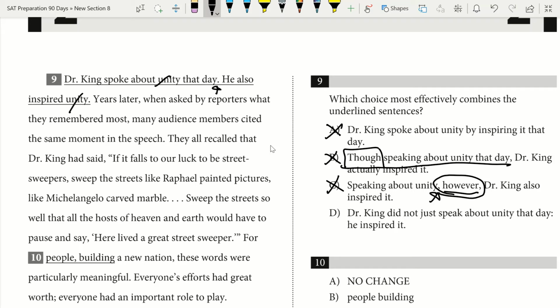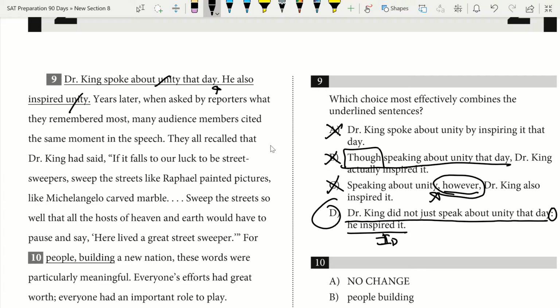Dr. King did not just speak about unity that day, he inspired it. Yes, absolutely. Okay, this is connecting two independent clauses with a colon. Our second independent clause is illustrating the idea in the first, so that's a perfect way to connect those two ideas, right? That's perfect. We know also that we're not repeating unity twice there, so that's another big thing.